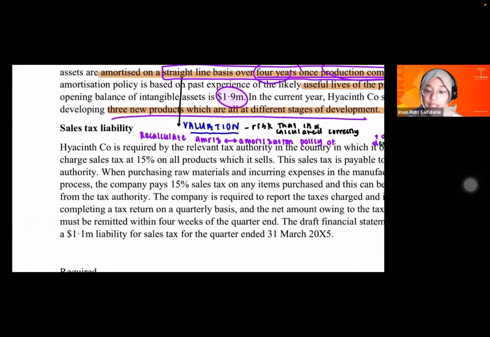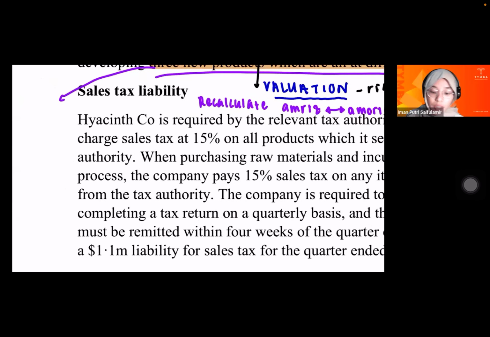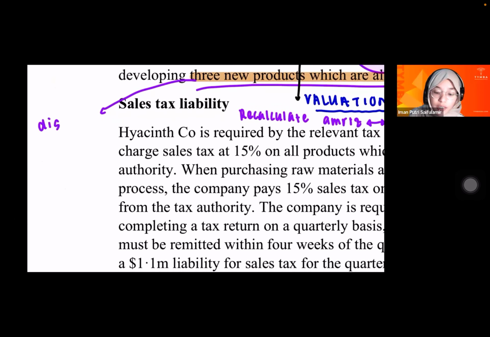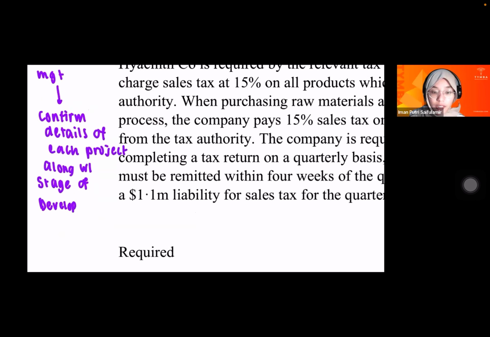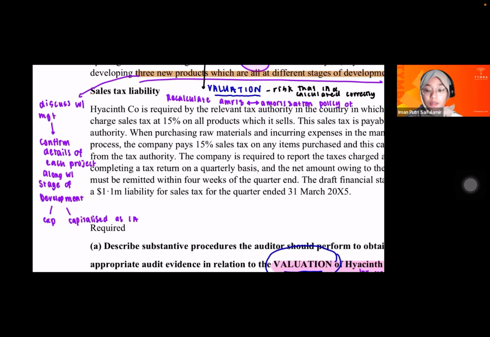So we will basically have to discuss with management. One thing we can do is discuss with management on the different stages. We want to discuss with management regarding the development of these 3 new projects to confirm the details of each project, along with the stage of development, to confirm whether this should be expensed or capitalized as IA. Alright, so are you guys clear so far?